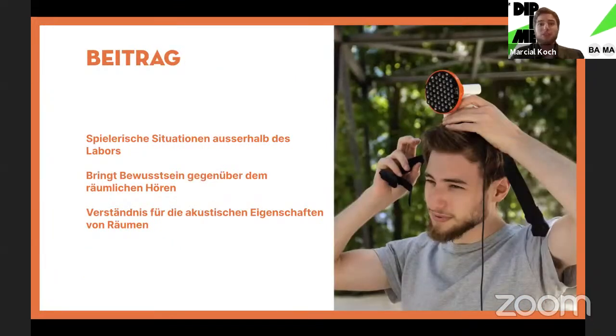Hero erschafft spielerische Situationen außerhalb des Labors, die sich von den existierenden Umgebungen in der wissenschaftlichen Forschung auf dem Bereich der Raumakustik unterscheiden. Es bringt Menschen ein Bewusstsein und Wissen über unsere Fähigkeit des räumlichen Hörens, welche viele als selbstverständlich halten. Im Zusammenhang mit der räumlichen Gestaltung könnte dies zu einer Sensibilisierung in Bezug auf Materialien, Geometrien und deren Auswirkungen auf die Akustik führen. Gleichzeitig gibt Hero Räumen die Stimme zurück, und die Menschen beginnen zuzuhören und die akustischen Eigenschaften von diesen Räumen zu verstehen.